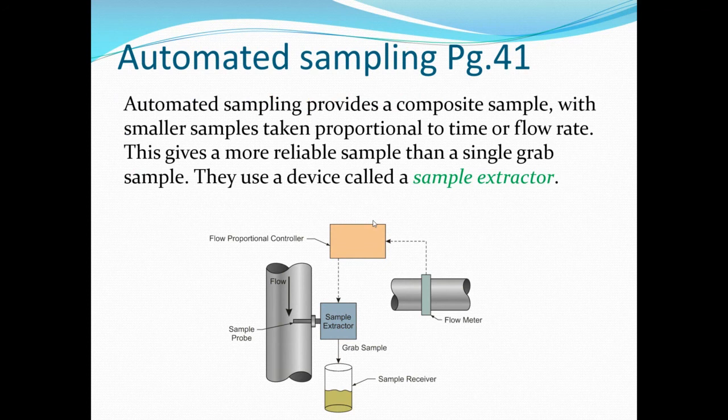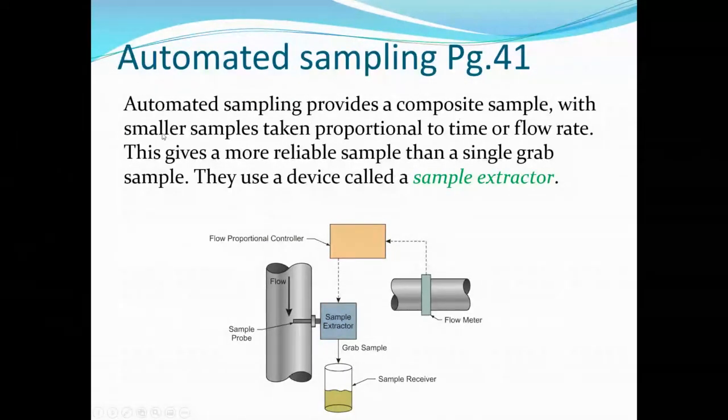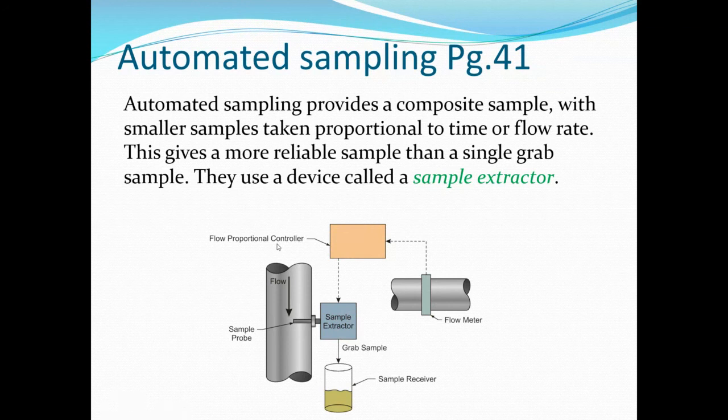An automated sampling provides a composite sample, which means it takes a grab every hour or some predetermined amount of time throughout the day, fills a container. At the end of the day, the container gets taken to a lab and the lab will analyze it. And by doing these little pinch samples throughout the day, it gives a more reliable sample than just a single grab sample. This can be done manually by a guy who comes by every little while, cracks a valve and, you know, adds 100 milliliters to the container.